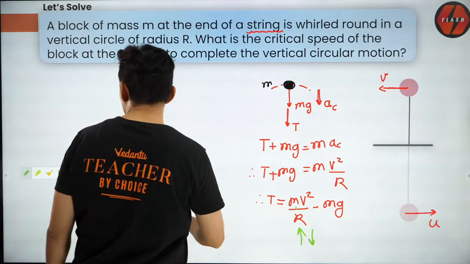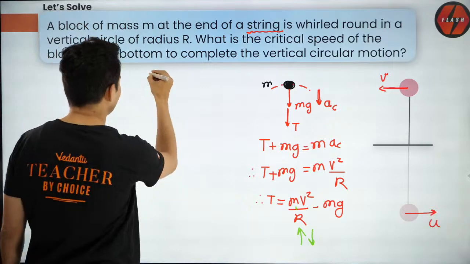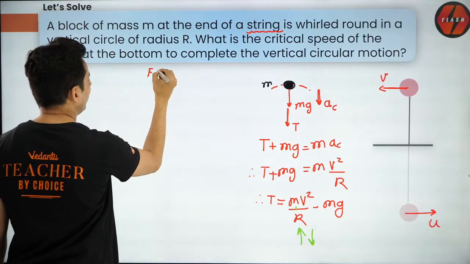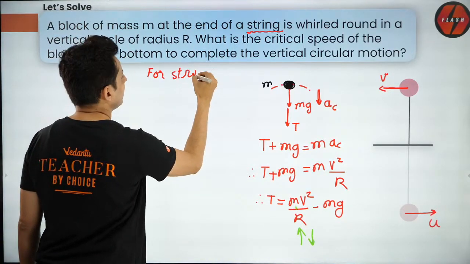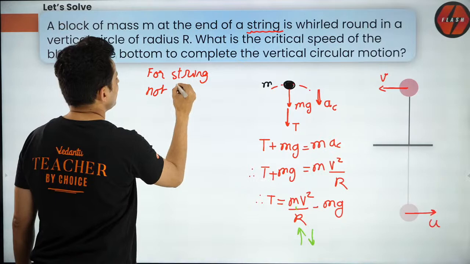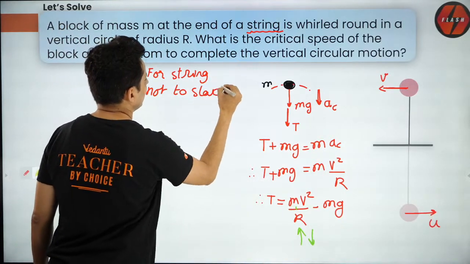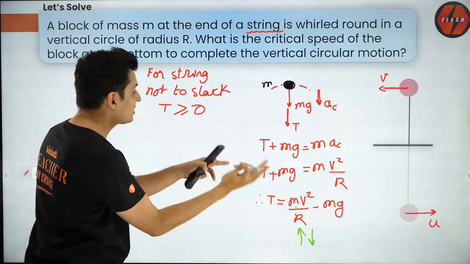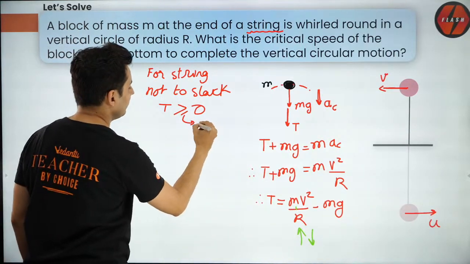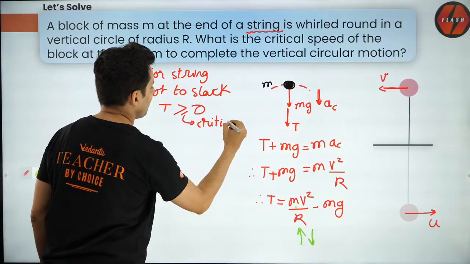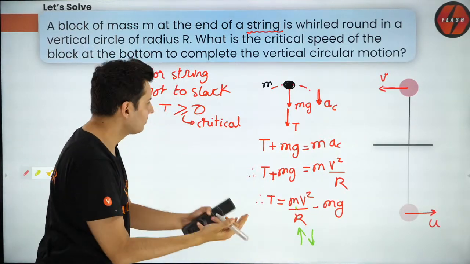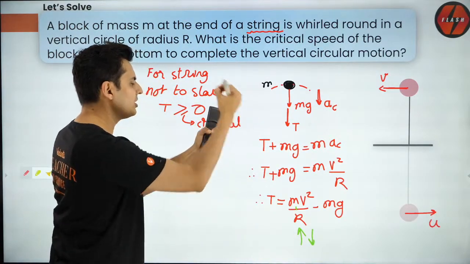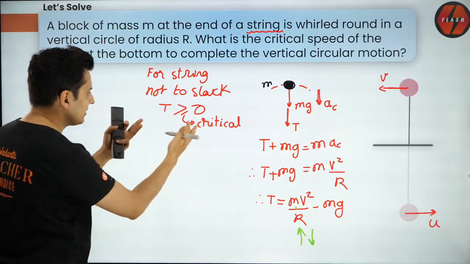Okay, great. So guys, what is the lower limit? The lower limit will be, I'll write it down over here, for the string not to slack. Here is the condition, tension should be more than or equal to 0. Equal to 0 will be the critical condition. More than that is very good. Equal to 0 is just the critical point, when it just becomes 0 and again it comes back. So that's the critical condition.